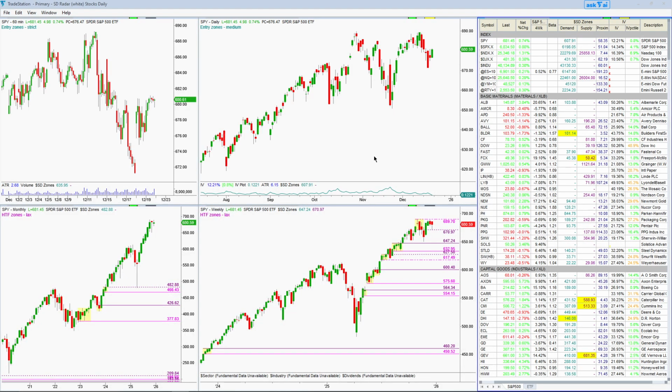So you stock and options traders who are using the SD Radar Stocks workspaces can simply keep using them without major changes, and that is a good thing, because you've been doing very, very well.